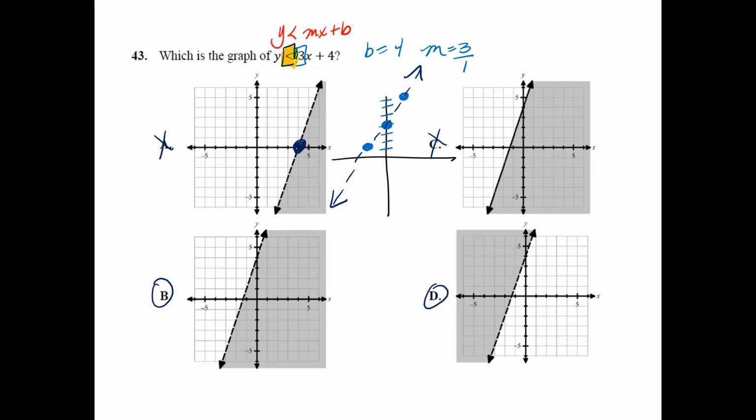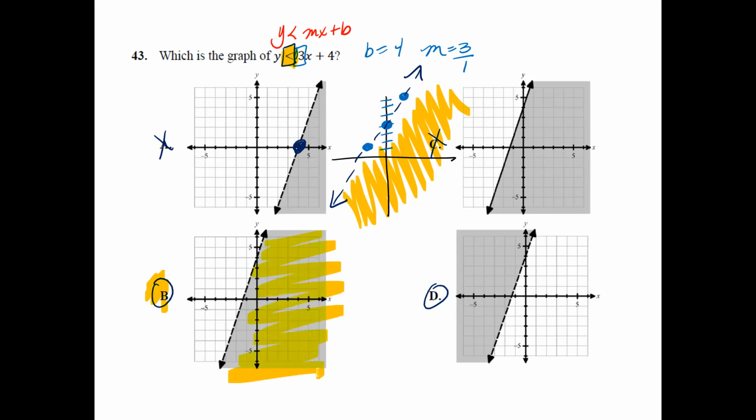So do you see how this is eating the letter X and it's not eating the letter Y? If it's eating the letter X, you shade below. If it's eating the letter Y, you shade above. So is it B or is it D? Which one is shading below?